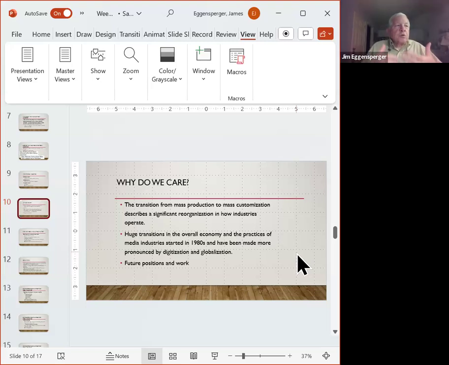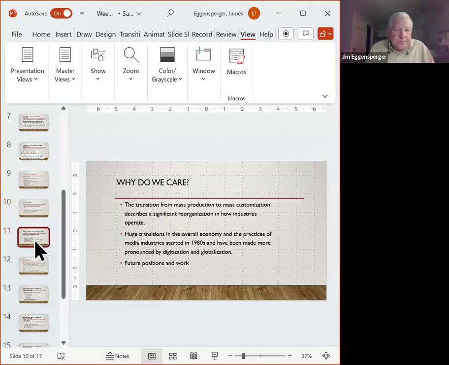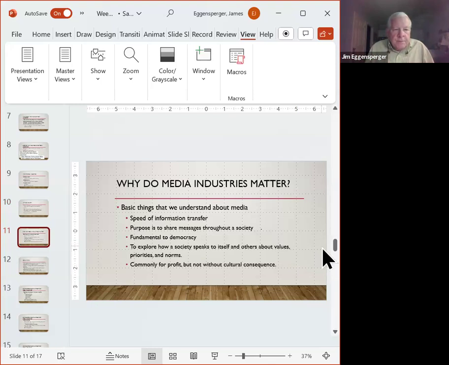So if you're wanting to be in this industry, the industry of communications, I'll call it broadly, you need to understand what's going on in the industry, how it's moving and changing, and better position yourself for some of the jobs that are going to be available. Media industries matter because they affect our knowledge, they affect our opinions, they affect our very governments.